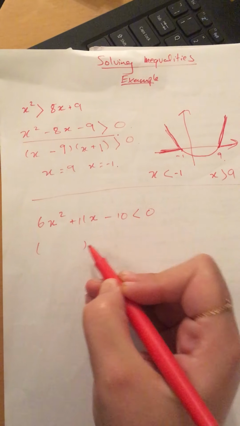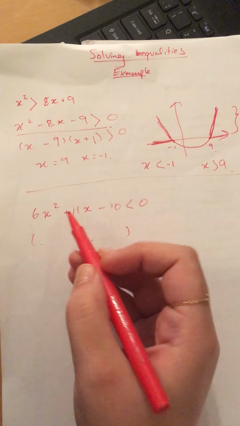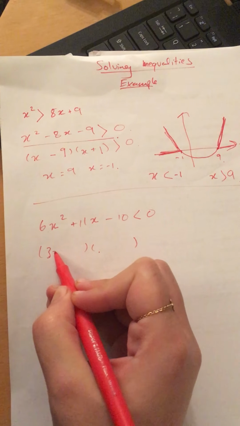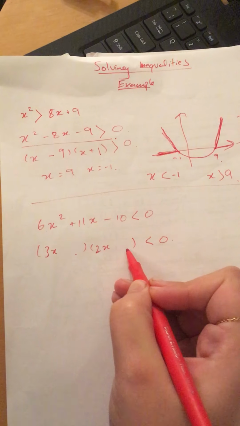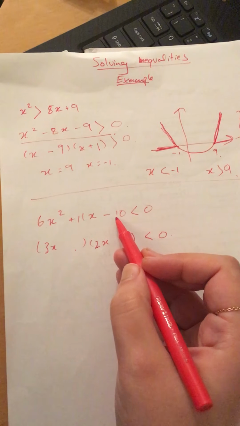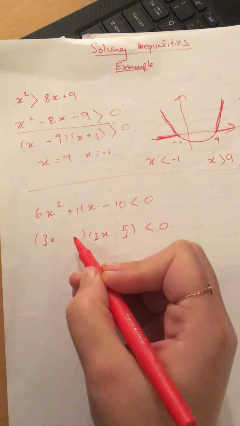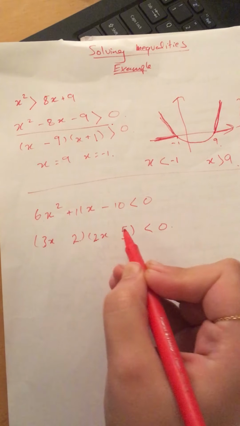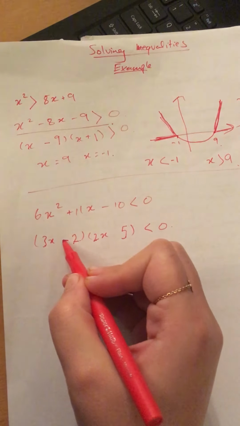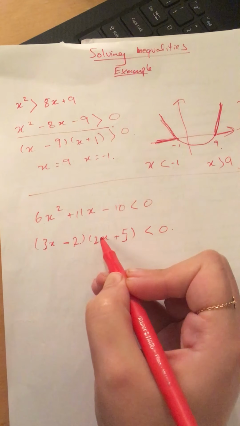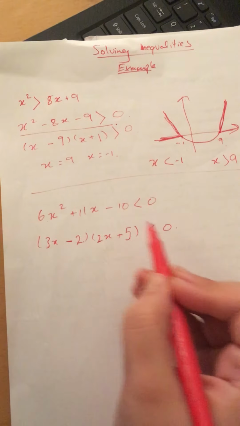Again, I factorize. I need these two to multiply together to give me 6x squared. So 3x and 2x. And these two multiply together to give me a negative 10. So 5 and 2. If I put 5 here and 2 there, I'll have 3 times 5 to give me 15. And then negative 2 times 2x is a negative 4. 15 take away 4 will give me 11. So it's this way around.